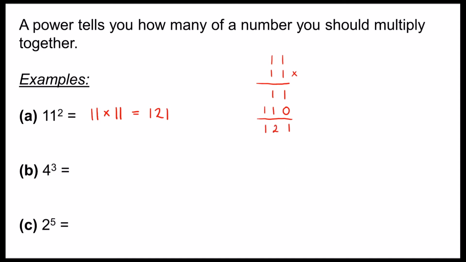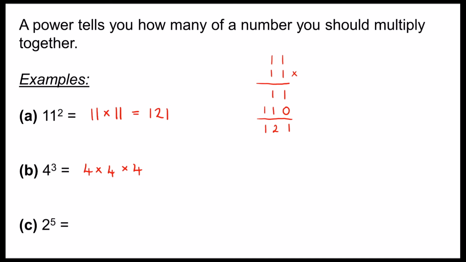As you can see, my answer is the same. In my second example, I'm asked to calculate 4 cubed, or 4 to the power of 3. The fact that there's a little 3 at the end this time means that I need 3 4s that are all being multiplied together. So that's 4 times 4 times 4.